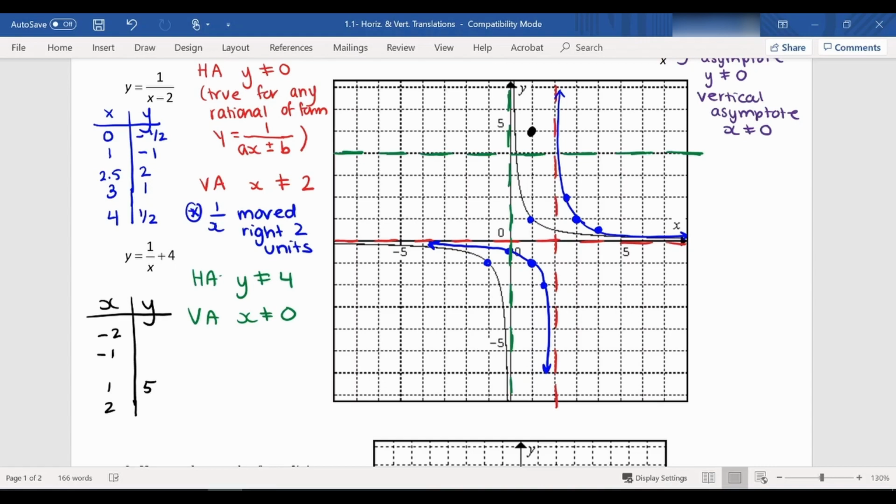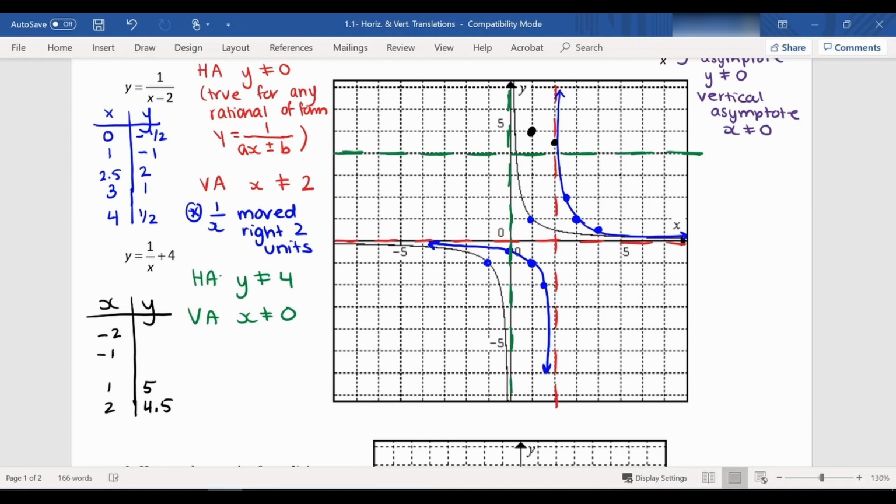If I plug 2 in, I get 1 over 2 plus 4, which would be 4.5. So I'm going to have a point over at 2, 4.5. So we can see this is starting to look like the blue curve we drew. It's just up a little higher.